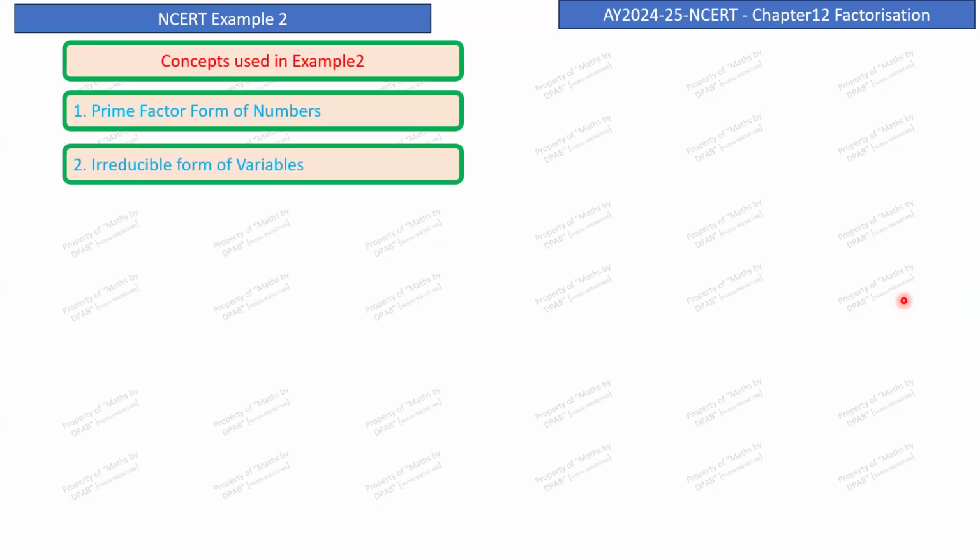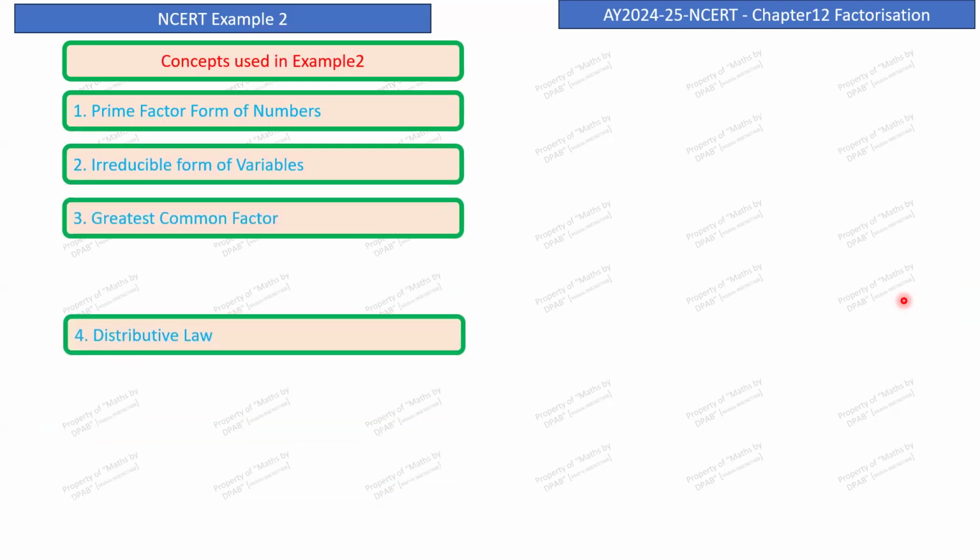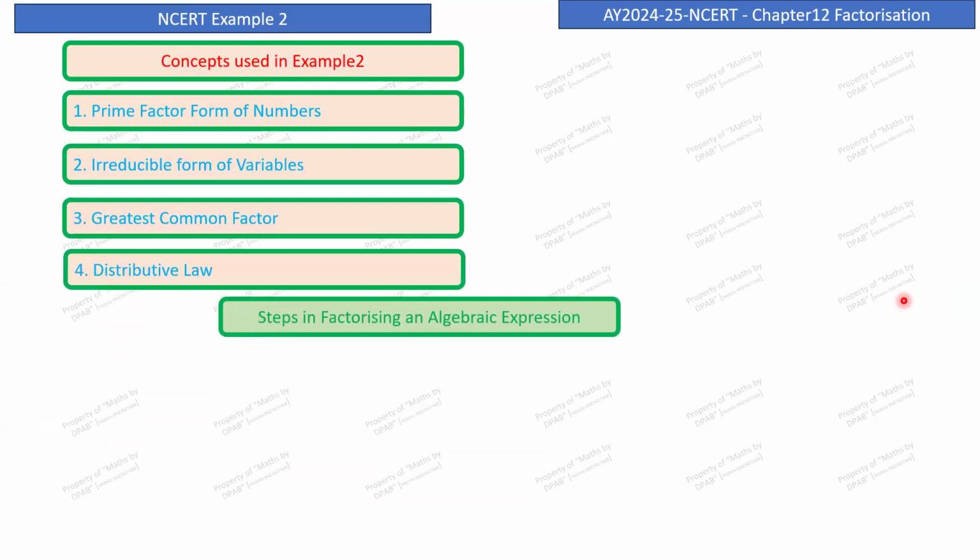So what are the concepts? We are going to use them in example 2 also, same as what we used in example 1. So prime factor form of numbers, irreducible form of variables, greatest common factor, distributive law.